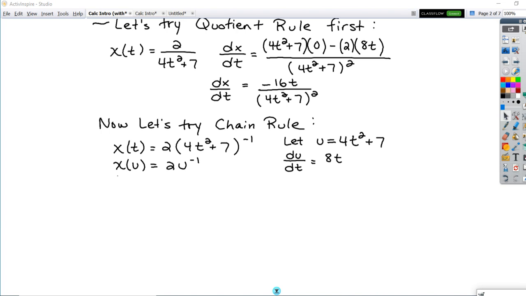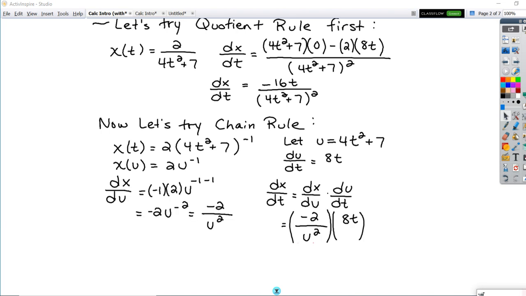And then we have to make sure we get the u's out of the way. So, derivative of x with respect to u. Bring the power down and multiply it by our multiplier, so you get -2 u to the -1 minus 1. Well, -1 minus 1 is -2, which could also be put back down in the denominator as a u squared. So you get -2 divided by u squared. So that is dx by du.